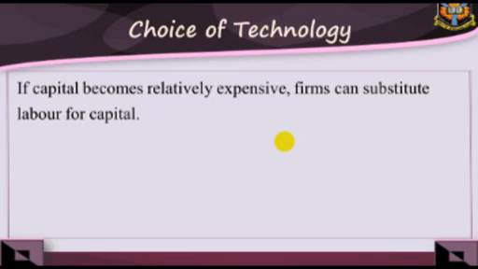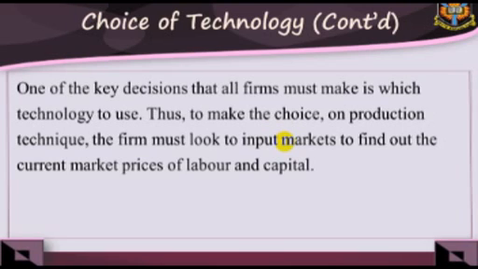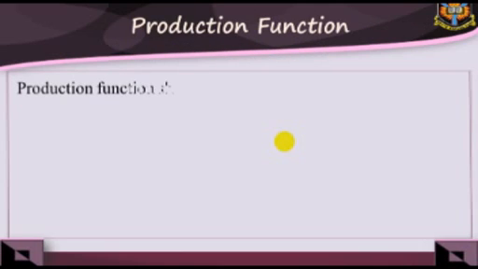In short, most goods and services can be produced in a number of ways using alternative technologies. One of the key decisions that all firms must make is which technology to use. Thus, to make the choice on the production process, the firm must look into input markets to find out the current market prices of labor and capital.